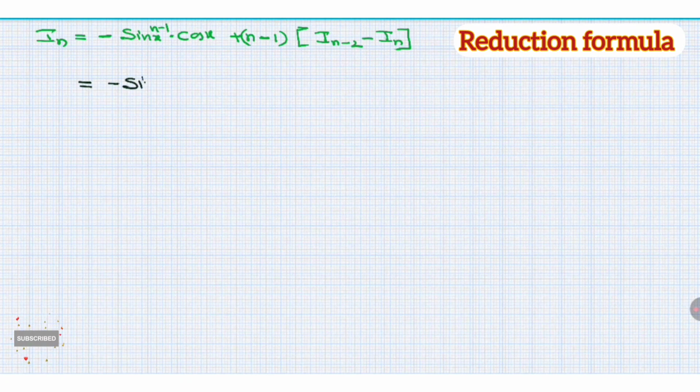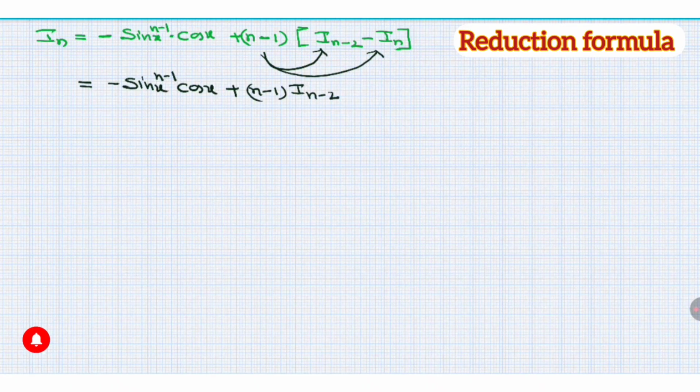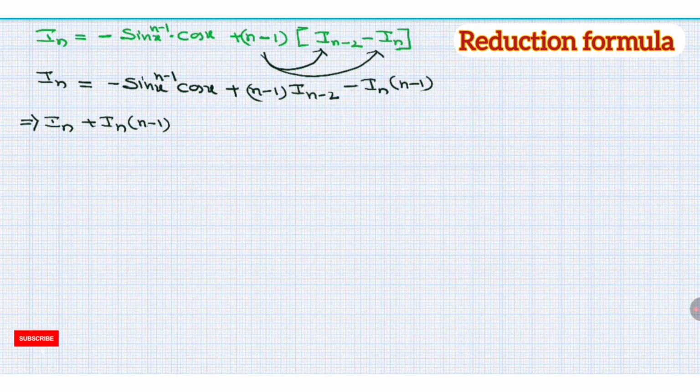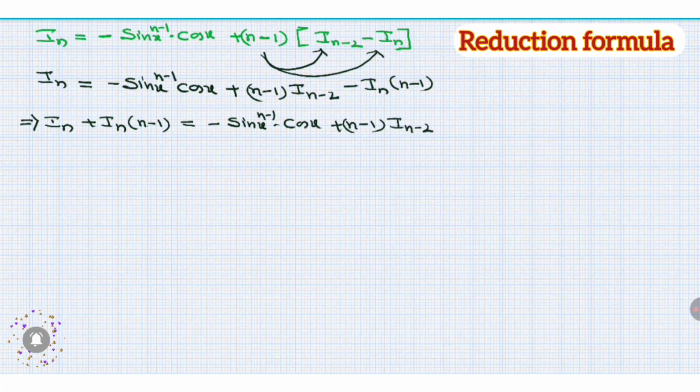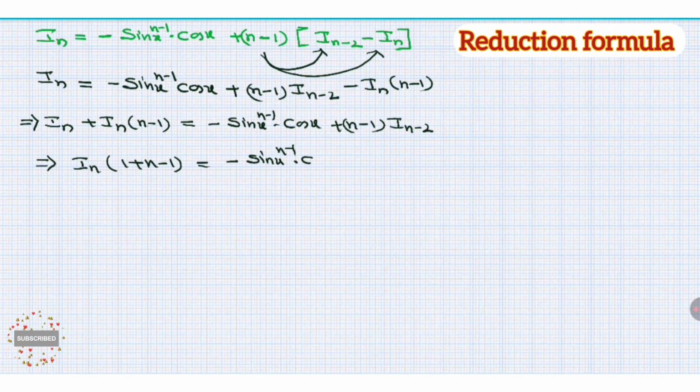is equal to minus sin x power n minus 1 into cos x plus n minus 1 multiplied with I n minus 2 and I n, then we get n minus 1 into I n minus 2 minus I n into n minus 1, which implies I n plus I n into n minus 1 is equal to minus sin x power n minus 1 into cos x plus n minus 1 into I n minus 2, which implies I n of 1 plus n minus 1 is equal to minus sin x power n minus 1 into cos x plus n minus 1 into I n minus 2.